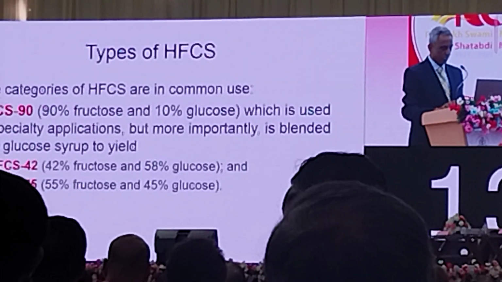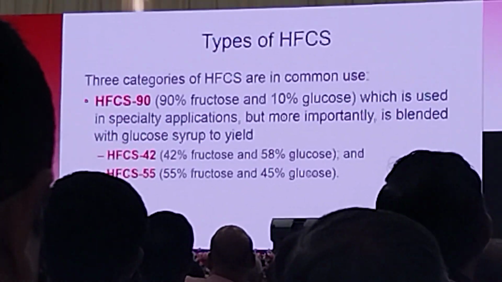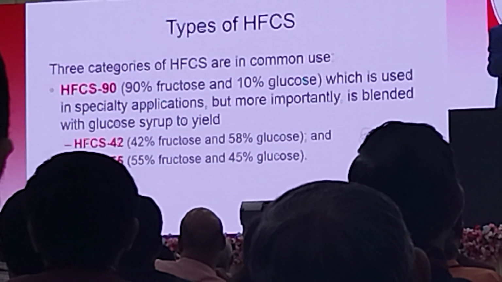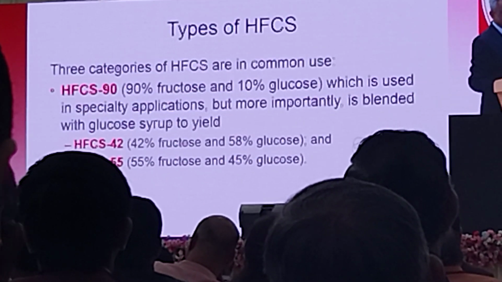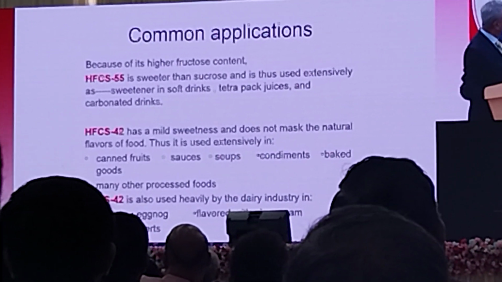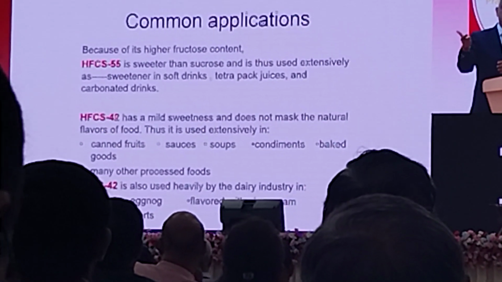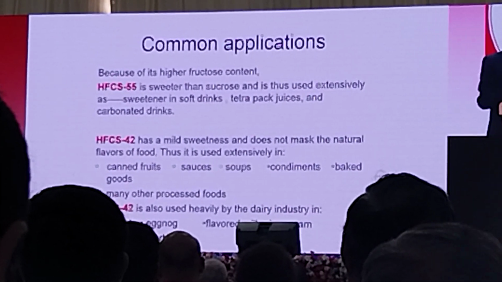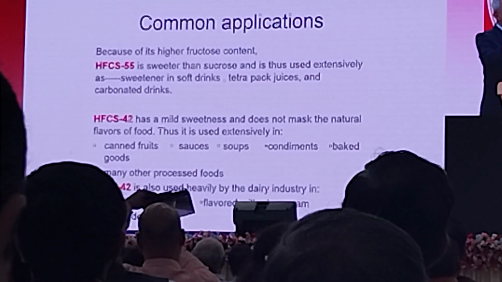Now, normally produced high fructose corn syrup is 90%, which is very, very sweet and cannot be used. So they add sugar to it. They make it 55% and 42%. The 55% high fructose corn syrup is used in all the beverages, Pepsi, Coca-Cola, all the sodas, all the juices, everything, Tetra Packs, everywhere. And the 42% high fructose corn syrup is in anything and everything you eat in packaged food.